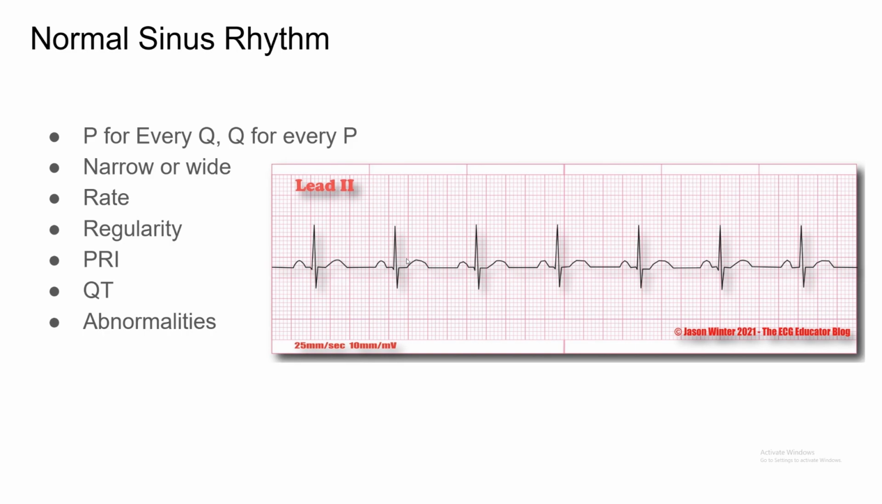But anyways, now that we understand what normal sinus rhythm looks like and we know how to read a 12 lead, let's move on and start talking about some dysrhythmias and talk about what we're here for.